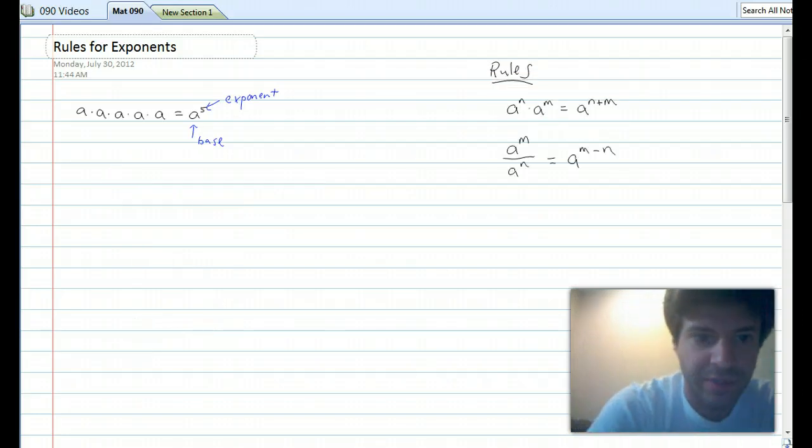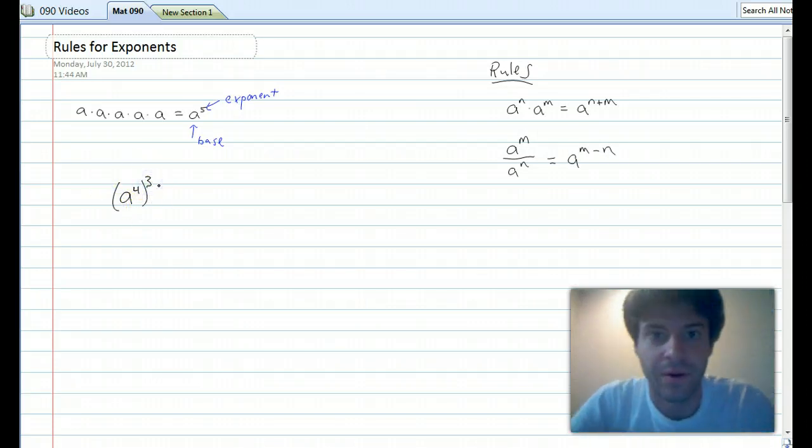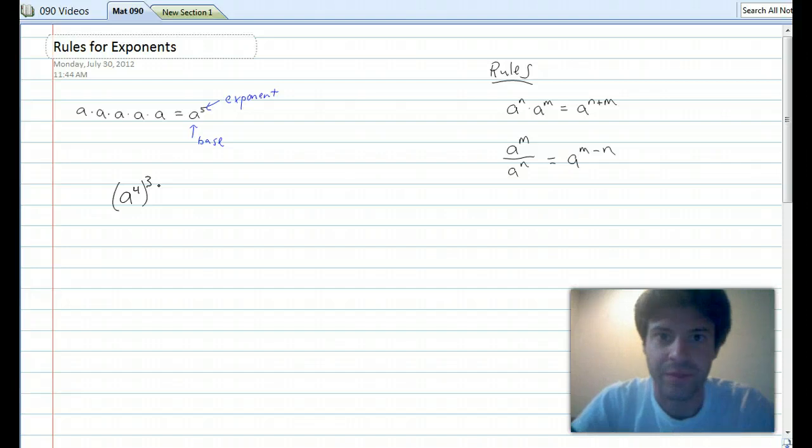For our next rule, let's say we have a to the 4th, and that whole a to the 4th is to the 3rd power. Now, just a quick note, you may be wondering why I keep using a. There's no reason to use a. It's the first letter in the alphabet, I guess. We could be using b or c or x or any number, really.